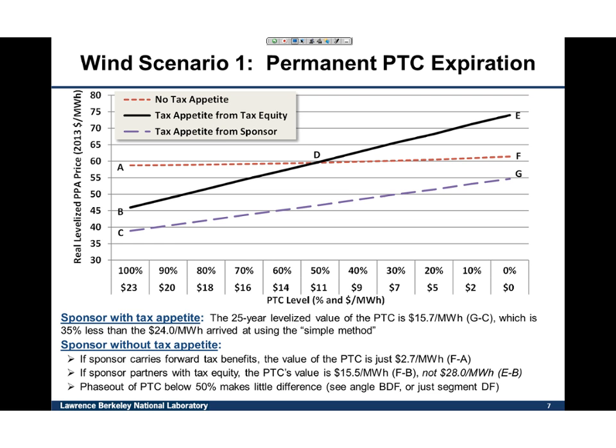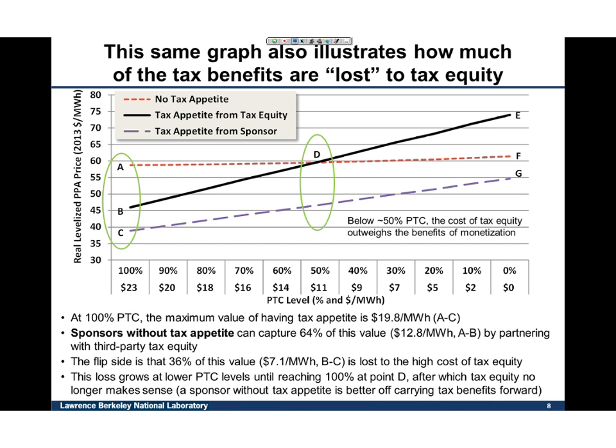This same graph can be used to address the question of how much of a project's tax benefits are forfeited to tax equity investors. At the current full PTC level of $23 per megawatt hour over on the left, the value of having tax appetite comes to around $19.80 per megawatt hour, which is point A minus point C. A sponsor without tax appetite can capture only about 64% of this value, which is point A minus point B, by partnering with tax equity.